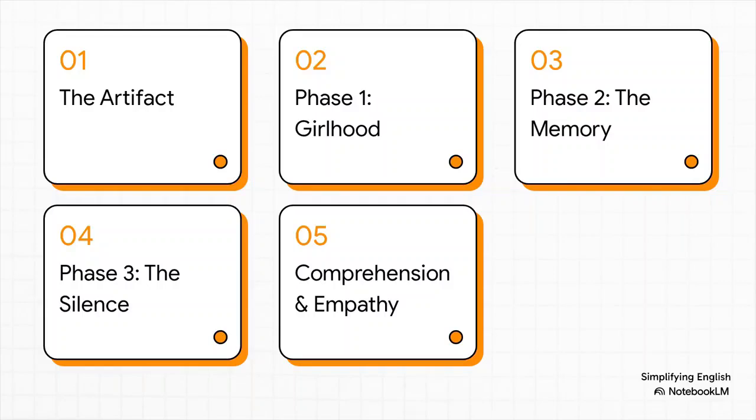So here's our roadmap for today. We'll be exploring the poem through three distinct chronological phases that the author lays out for us: the girlhood in the picture, the memory of looking at the picture, and the silence of the present day. Finally, we'll wrap up by looking at how this text builds comprehension and empathy.